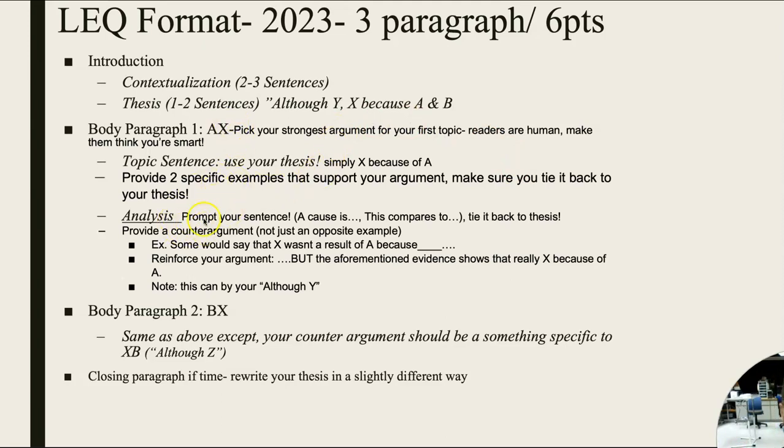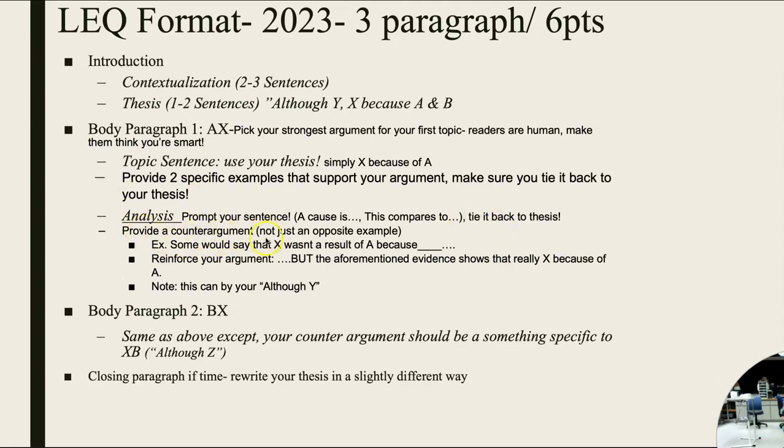Now, making sure that you provide analysis, right? And you're going to prompt your sentence in that. A cause of this, or this compares to, and then you're going to tie it back to your thesis, right? So you have your evidence, you're going to provide analysis, right? Saying this is causing this to happen. If you are answering the prompt properly, like if your thesis statement actually answers the prompt and you're interweaving it into your argument, then the analysis portion should be easy, right? It shouldn't necessarily be something you have to think about because you're answering the prompt, you're answering the question.